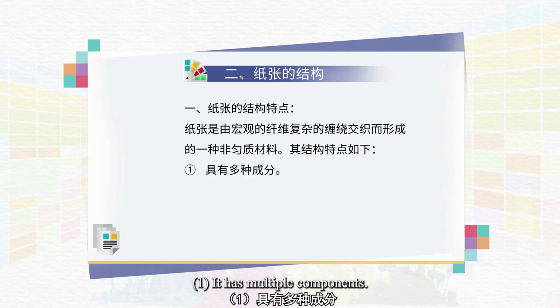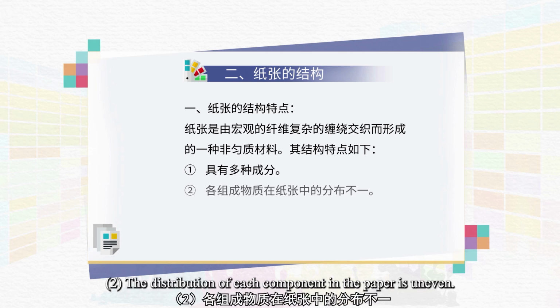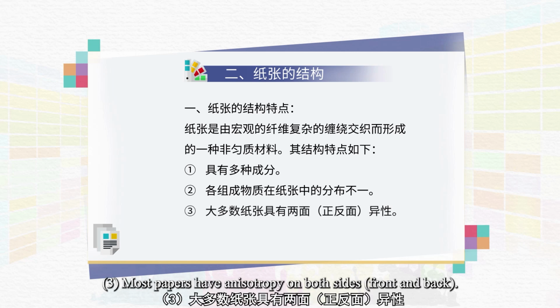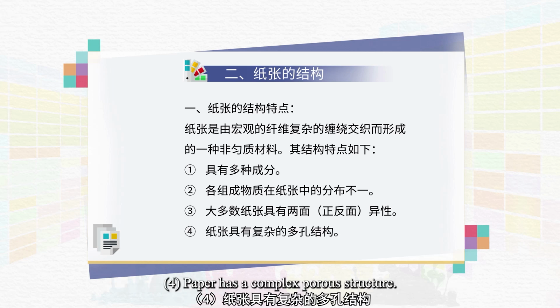1. It has multiple components. 2. The distribution of each component in the paper is uneven. 3. Most papers have anisotropy on both sides, front and back. 4. Paper has a complex porous structure.